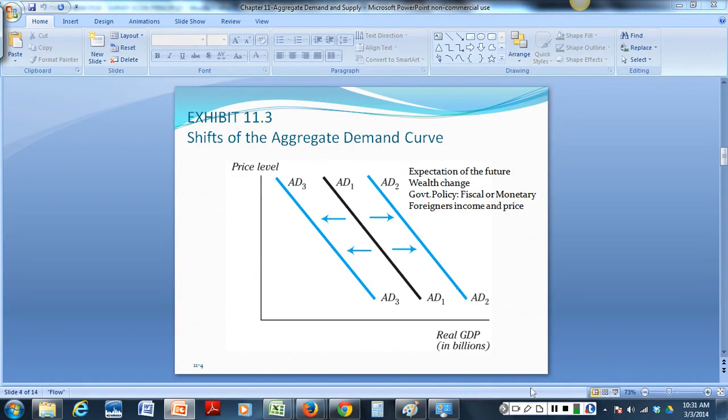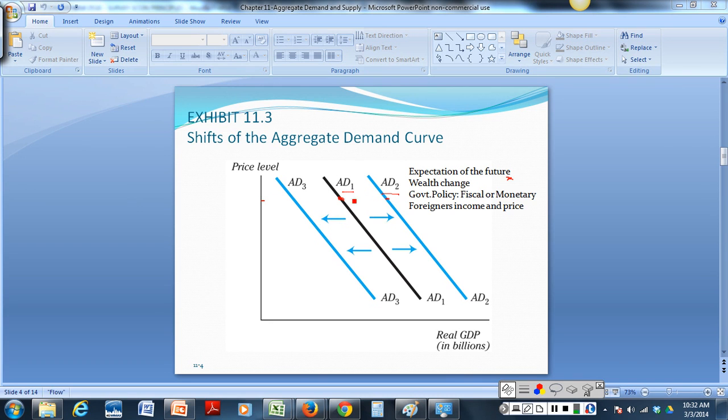Now let's talk about what would move this demand curve to the left or to the right. Well, it is very similar to the demand curve we see for private industry or an individual firm. Consumers consume more because they expect the future price is going to be higher. So for the same price, instead of consuming this much quantity, they actually consume more quantity because they think the future price is going to go up. So that can shift the aggregate demand curve from AD1 to AD2.